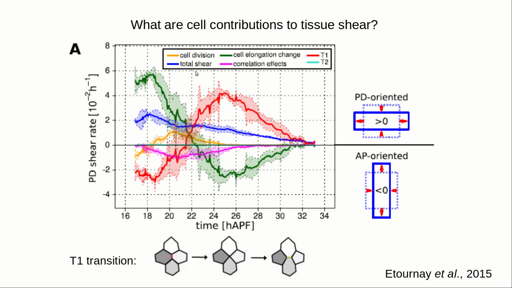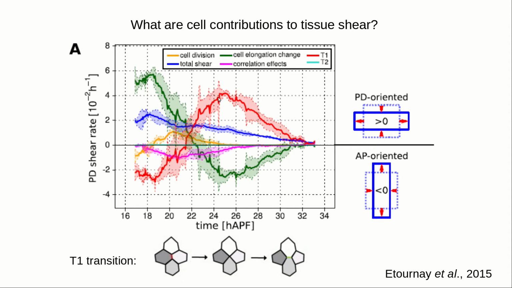This blue line represents the total shear, which is higher at the beginning and then slowly decreases. This green line represents the shearing due to cell elongation, which, as you see, is much higher at the beginning, and then it becomes negative. If it becomes negative, it means that it is in the vertical direction, anterior-posteriorly oriented, whereas positive values mean proximodistally oriented. So this is the pattern of the cell elongation, and the pattern of the T1 transitions is exactly the opposite.